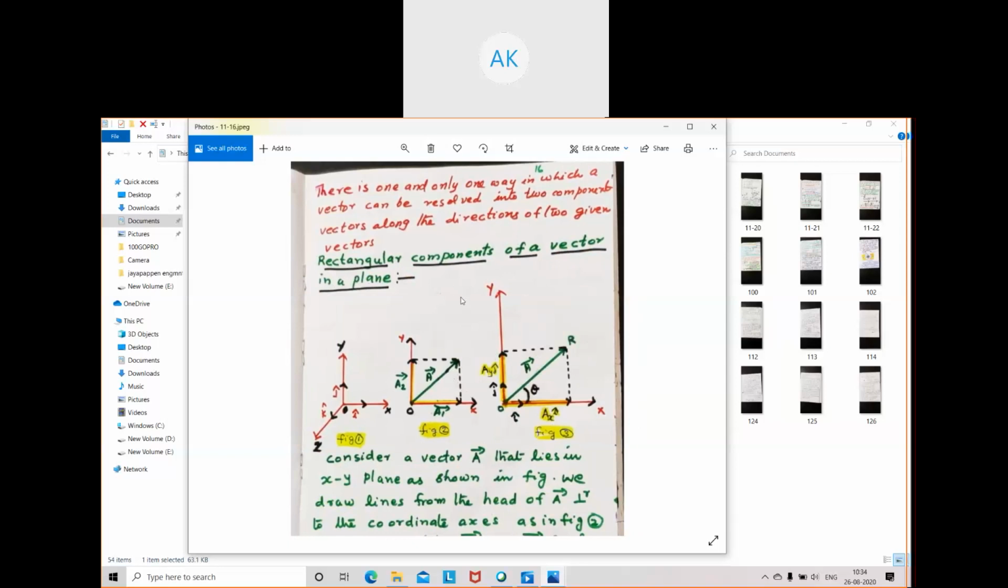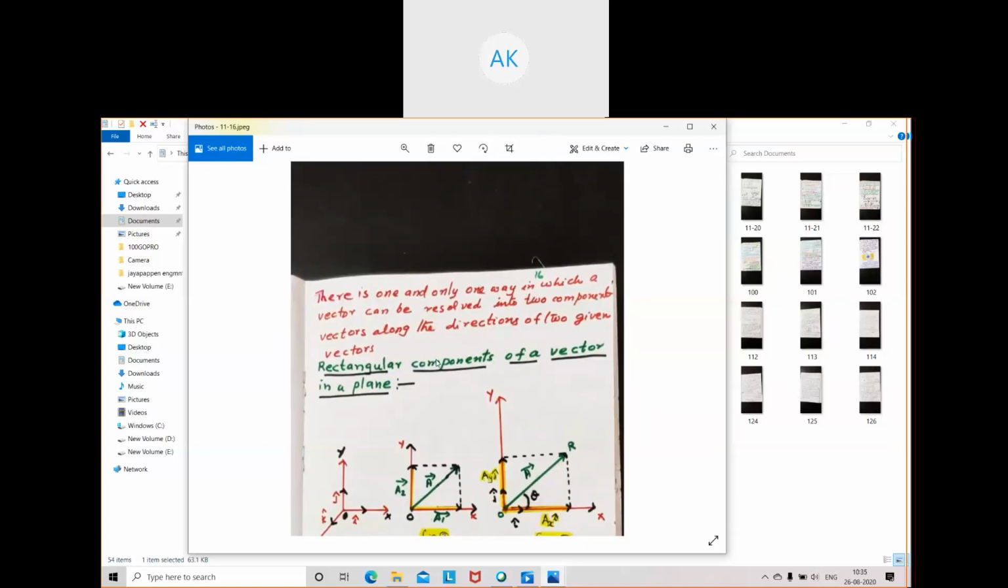Next is a very, very important one, most important one. This is applicable this year, next year, every year. We have to see this resolution of a vector into rectangular components. Very, very important. Resolution of a vector into rectangular components. That means we are splitting a vector into 2 rectangular components. Rectangular means components in 90 degrees. Components are in 90 degrees, not any 2 directions. Components are acting in 90 degrees. Perpendicular components, rectangular components.